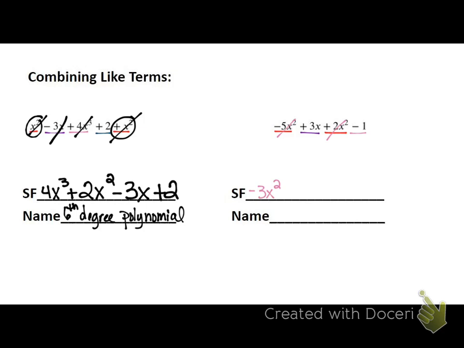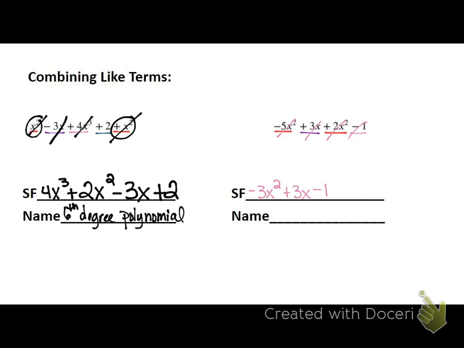So then I'm looking at my like terms. I like to cross them out as I go. What's my next term that I'm going to bring down? Plus 3x. Then what? Minus 1. There was nothing I could combine those with, so I just brought them on down according to standard form.